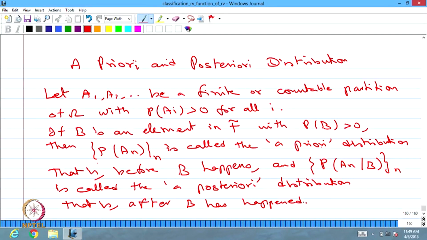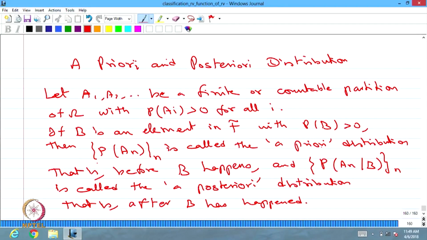So, this is a very important result in probability, the prior and posterior distribution based on the Bayes rule. The probability of the partition events is called the prior distribution, and after the event B happens, the probability of An given B for all n is called the posterior distribution. This has wide application in statistics.